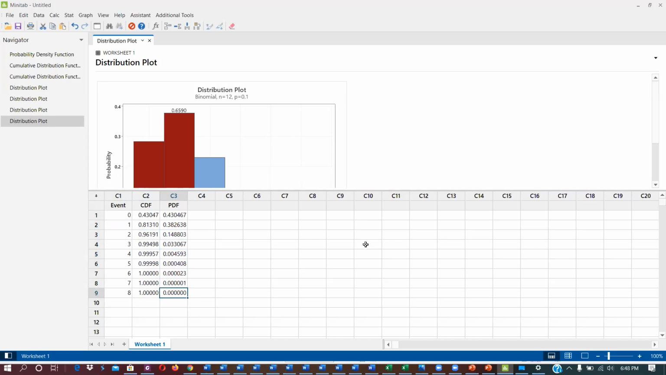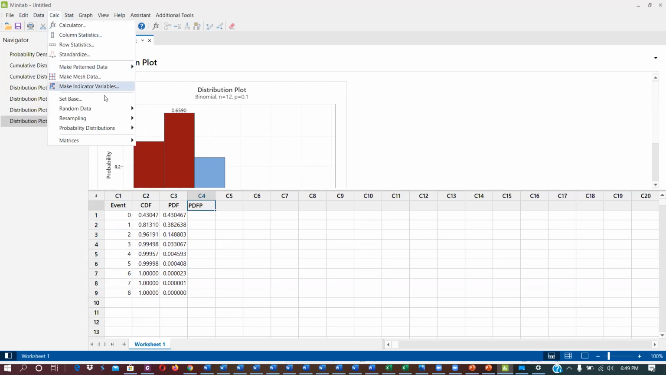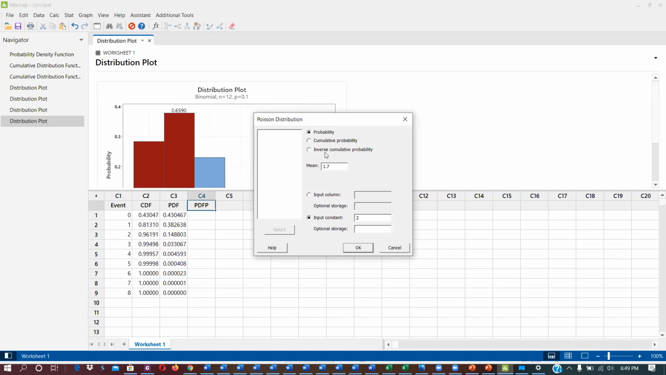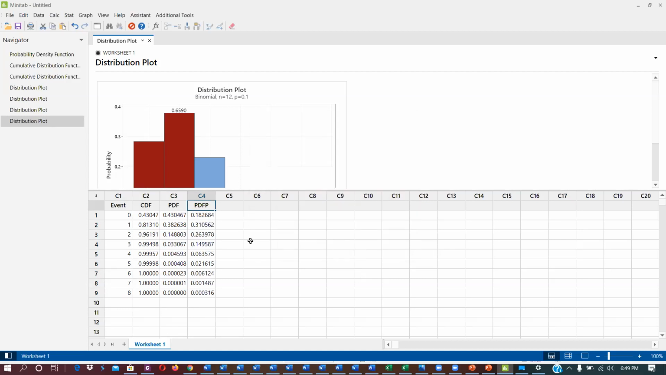probability distribution for particular percentage and particular n and pi. So this is binomial distribution. Similarly, I can do for Poisson CDF, PDF, Poisson, and calculate probability distribution, Poisson, and here is 1.7. Input column is event, which is same. Output, I can go C4. And this is exactly the same we did.